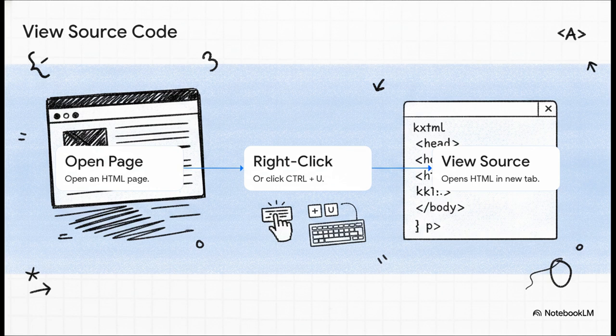Step 2, you can either hit Ctrl+U on your keyboard or just right-click anywhere on the page. Step 3, select View Page Source from the menu. Boom! A new tab opens up containing the raw, unfiltered HTML matrix that builds that entire page. Every doc type, every heading, every paragraph, right there for you to read.